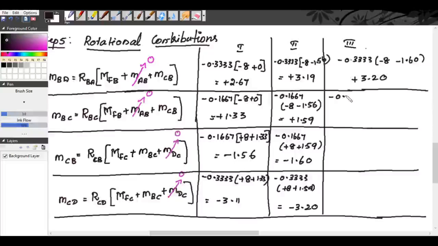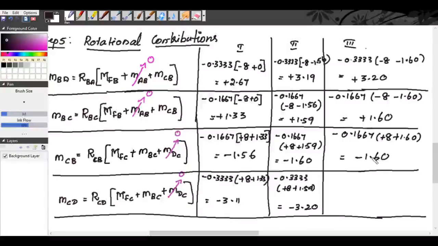Now minus 0.1667 multiplied by minus 8 minus 1.60. We get plus 1.60. So closer result. Minus 0.1667 into plus 8. Now you have to change it. MBC is plus 1.60. So we get minus 1.60. So same value.